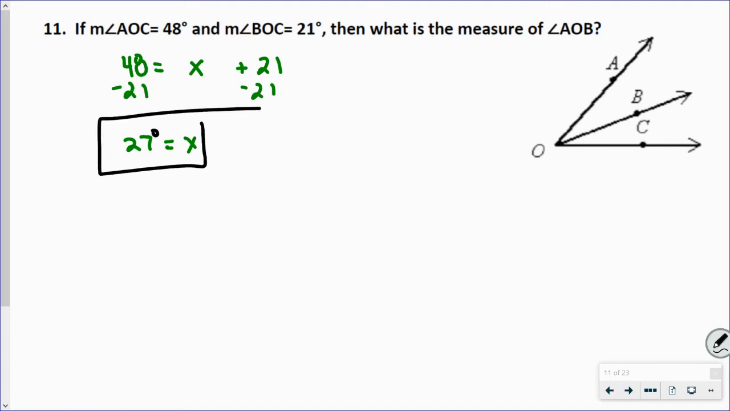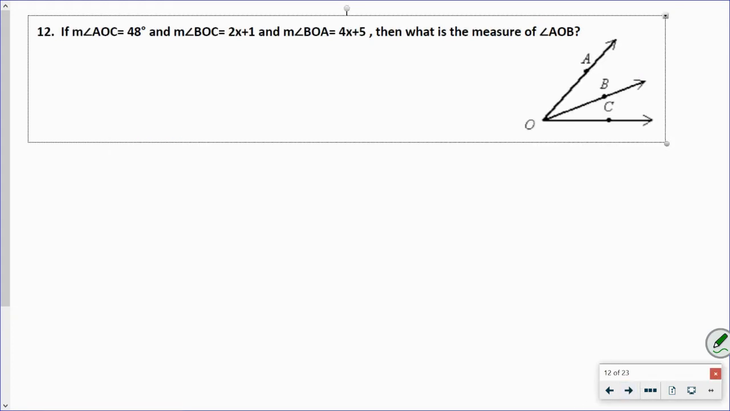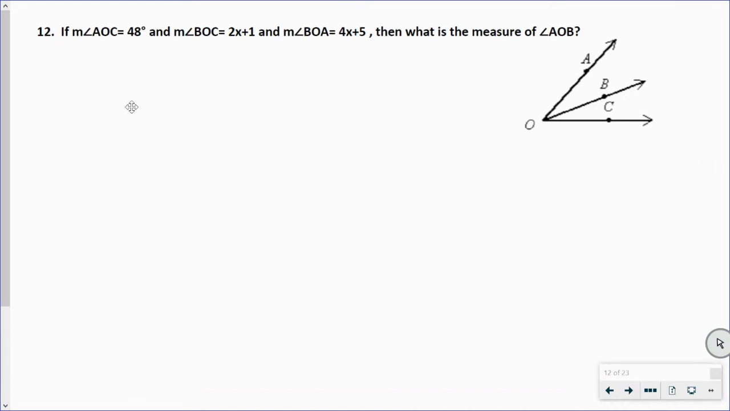Okay, so set up, if you want to label it over here on your picture as X, and then this was 21, and then you could draw maybe out here, this whole thing is 48. Feel free to label and draw on that picture. Okay, AOC, that's the same one. AOC is 48, so this whole thing is 48 degrees.